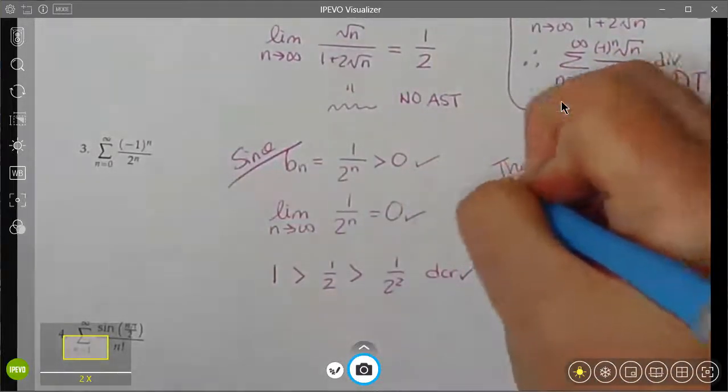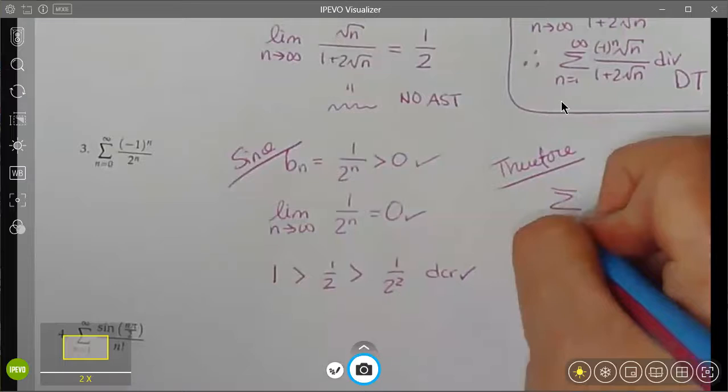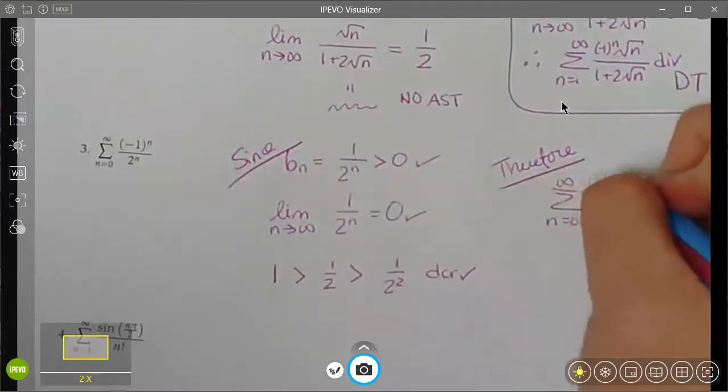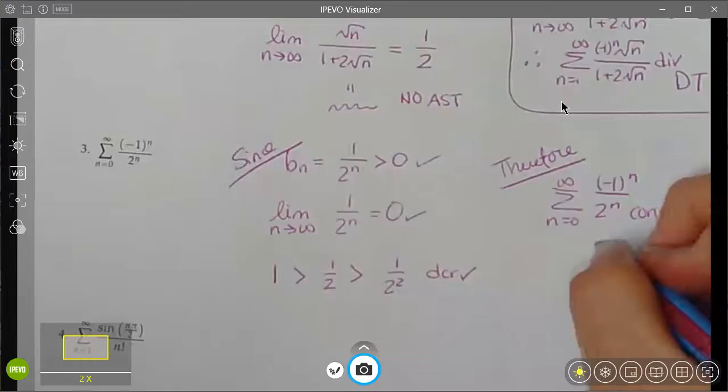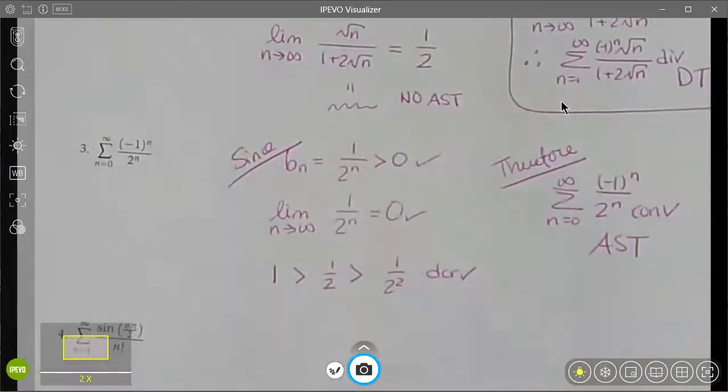Therefore, my series n equals 0 to infinity of negative 1 to the n over 2 to the n converges by AST. All right, so there's our conclusion for number 3. Right, and let's do number 4 together.